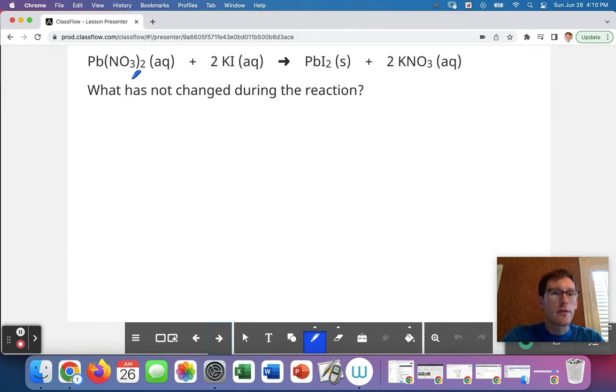So let's consider the reaction of aqueous solutions of lead-2 nitrate and potassium iodide. We're going to answer this question of what hasn't changed during the reaction and what has in just a moment, but I think we should first watch the reaction.